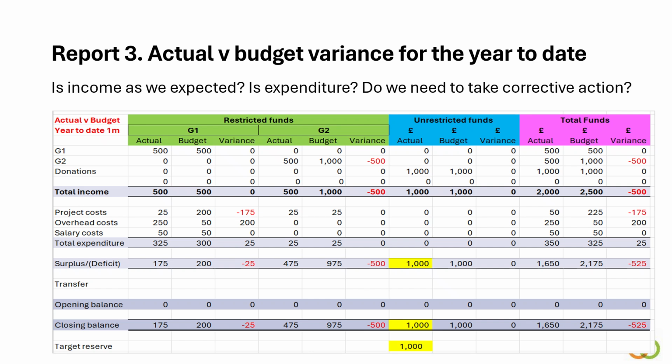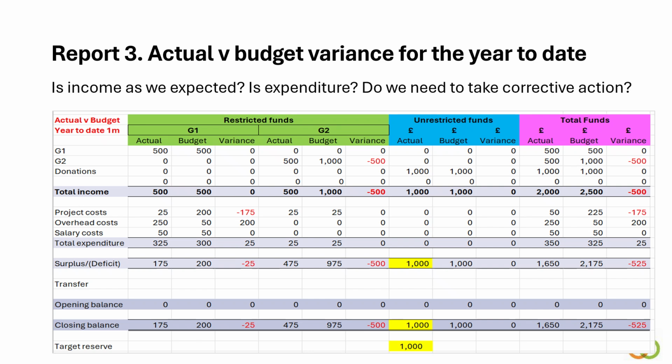What's going on? Well, if we look at the unrestricted column, the actual income was 1,000. The budgeted income was 1,000. And actual and budgeted expenditure nil. All good. Nothing to worry about there. Grant 2, G2, had a budgeted income of 1,000, but we've only received 500. That's why in our summary we've said, well, actually, a grant hasn't come in full, so we do need to chase the funder. Expenditure for grant 2 was budgeted to be £25. It was actually £25. So actually expenditure is fine, but we are under budget on income.